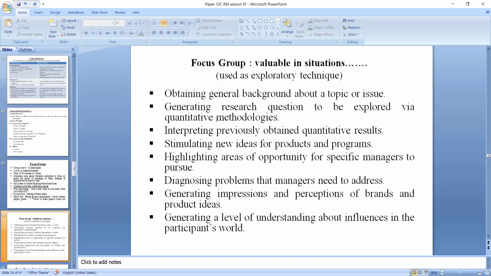Then interpreting previously obtained qualitative results. So just go through the list. If you want any further discussion, let me know.